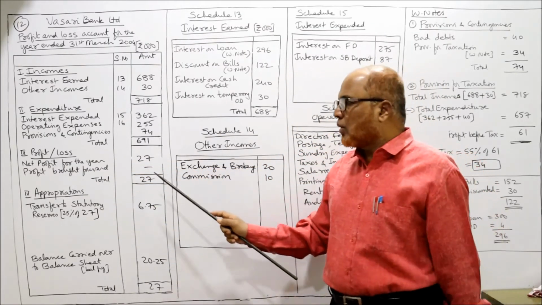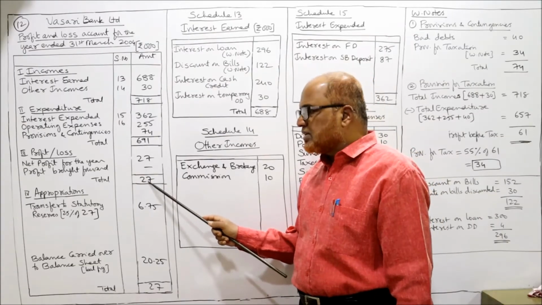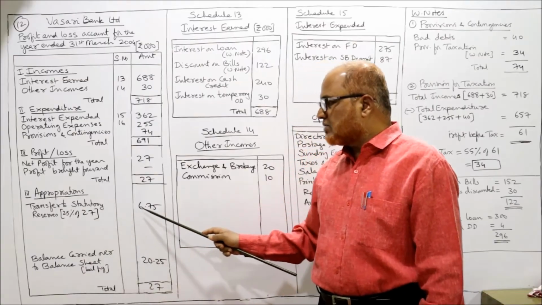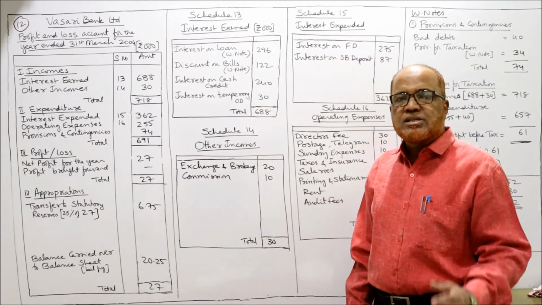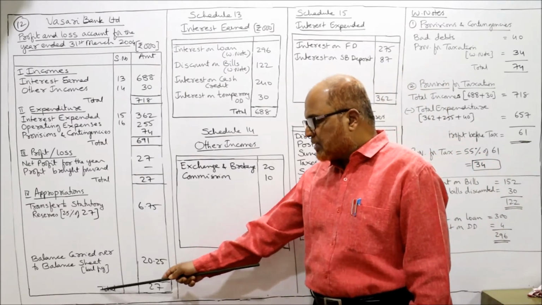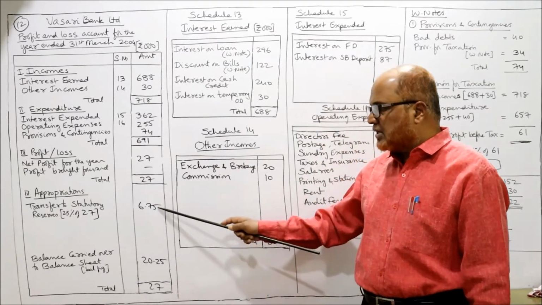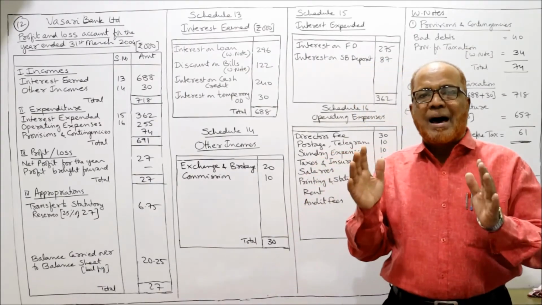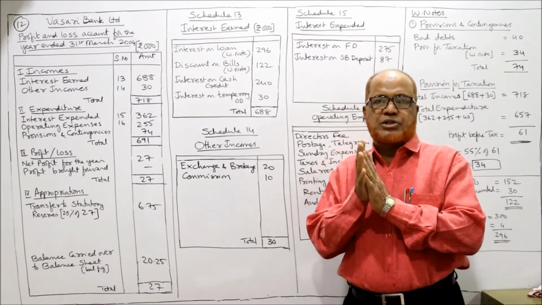There is no profit brought forward, so 27 is the total profit. Now 25% of the current year's profit, 25% of 27, is 6.75. This will be transferred to statutory reserve. So total profit is 27, 27 minus 6.75, you will get 20.25. This is the balance carried over to the balance sheet.